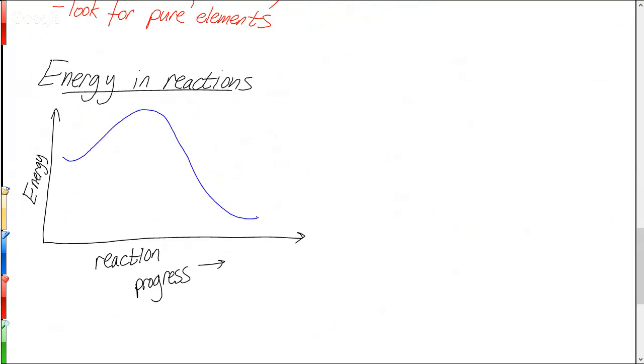Let's think about what that means. First of all, where are the reactants in this diagram? If we wanted to plot the energy level of the reactants, where is that in the diagram? If the reaction progress goes from left to right, where are the reactants? Where do we start?